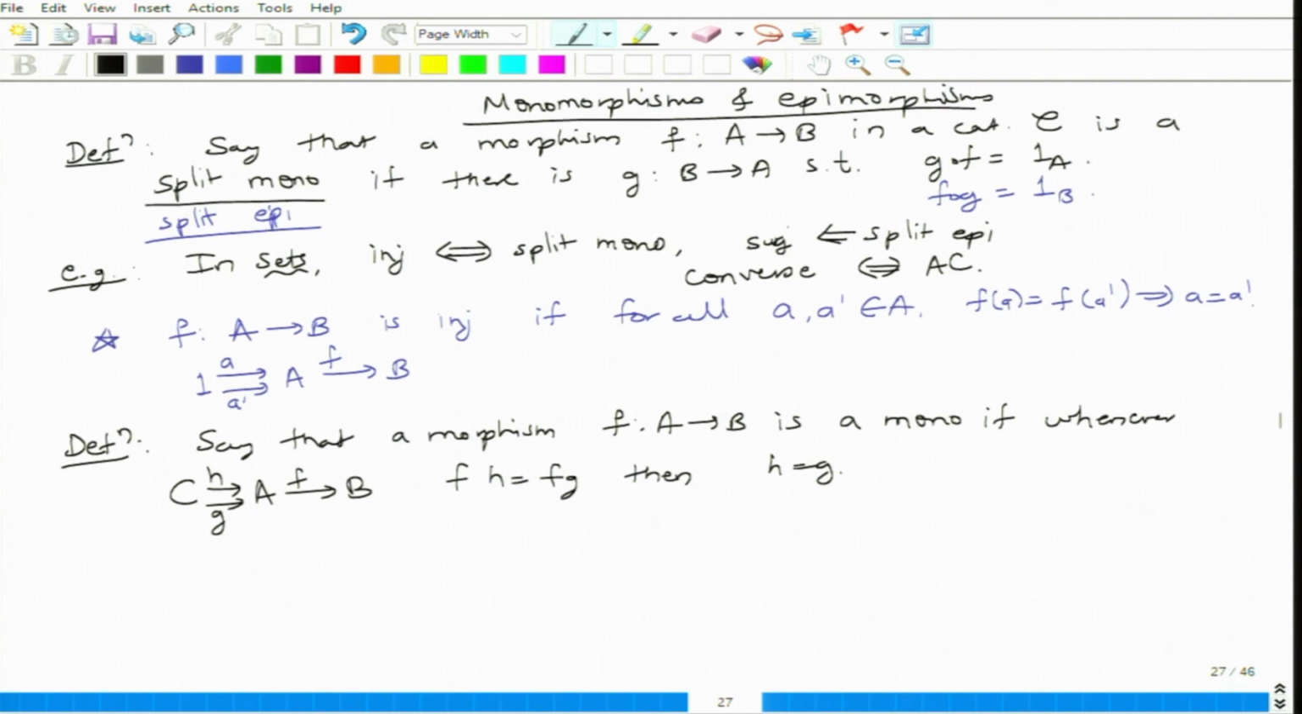You can write it down. So which property is this? Left cancellativity or right cancellativity? Left cancellativity. If you all say so, okay, my left and right is bad. So this is left cancellation, and right cancellation is epi.